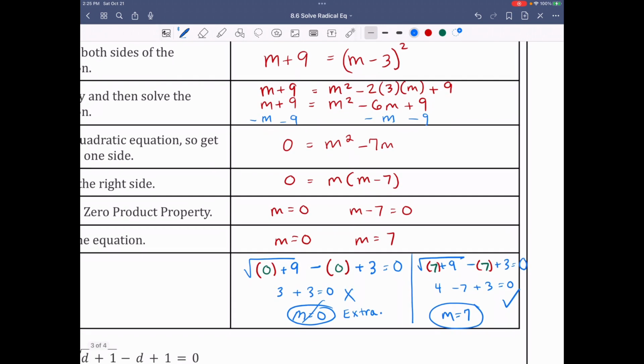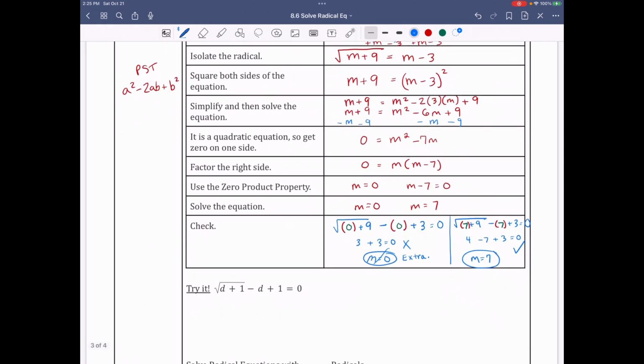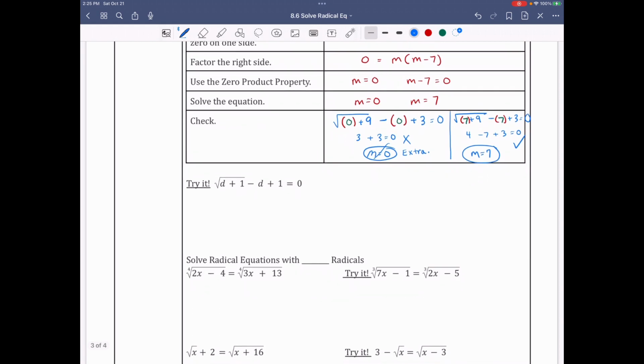All right, so that's how you decide if it's extraneous or not. Go ahead and try this problem. Just try it in your groups, and then we'll come back to check our answers.